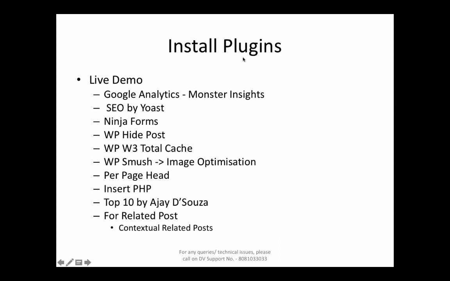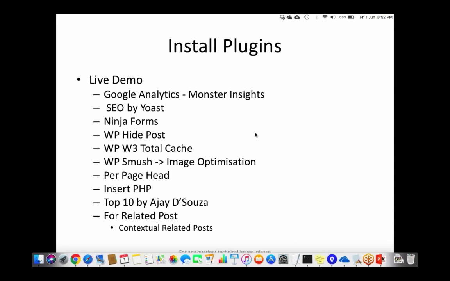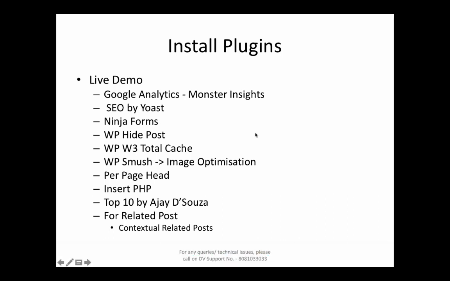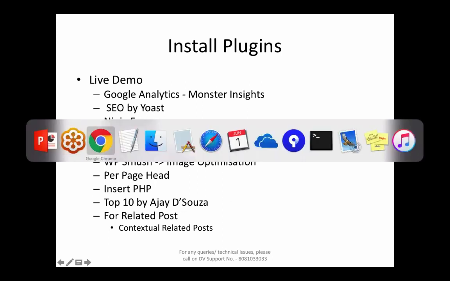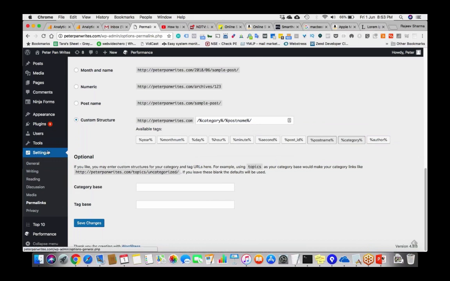Now, we talked about engagement, and there are plugins that you can install on your WordPress based website. For example, Top 10. So Top 10 is your popular post plugin, and this is the plugin name, Top 10, and this is the developer's name, Ajay D'Souza. So if you simply check it, you go to install a plugin, you go to the plugins section, and then you go to add new.